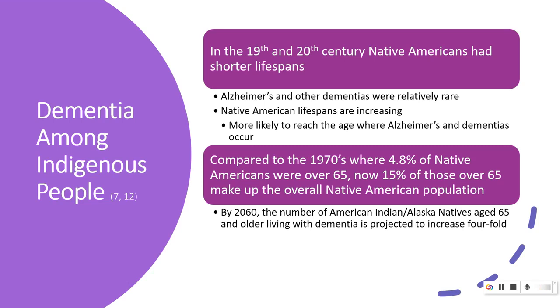By 2060, they're projecting that the number of American Indian and Alaska Natives age 65 and older living with dementia is projected to increase fourfold. So the awareness that we need to have out in the Native American and Alaska Native communities on what the resources are, how do we diagnose, what can we provide, how can we prevent, if we can prevent, how can we slow the progression down is very important.